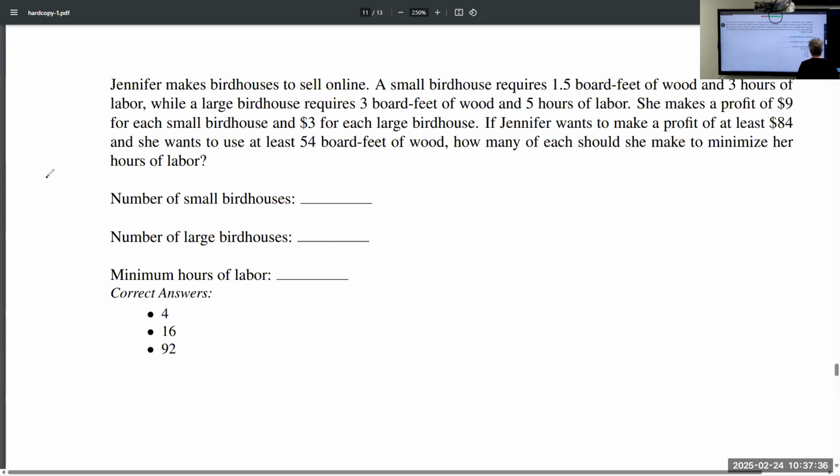Okay, so here we want to minimize time, which is also really common. So we want to minimize time. Usually you want to minimize time, maximize profit. That's usually the biggest goals here. Okay, so we have small and large birdhouses that we want to think about. For a small birdhouse, it takes 3 hours. And for a large, it takes 5 hours. And we want to minimize that somehow.